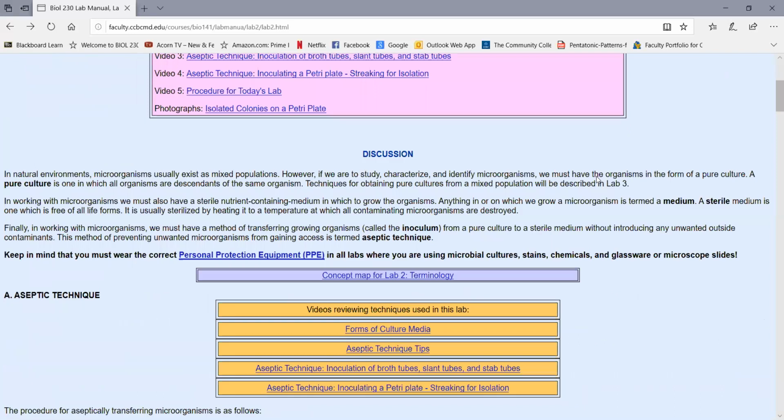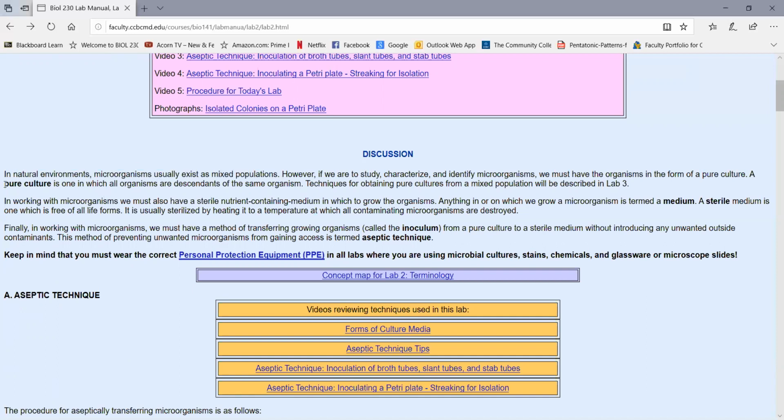So let's start out with some of the early terminology, general terms we need to know in order to grow bacteria and to understand aseptic technique. Now, we really need to realize that in natural environments, microorganisms usually exist as mixed populations, a lot of different bacteria all growing together. But if we want to study the organisms in the lab or identify them, we typically have to have the organisms in the form of a pure culture, our first definition.